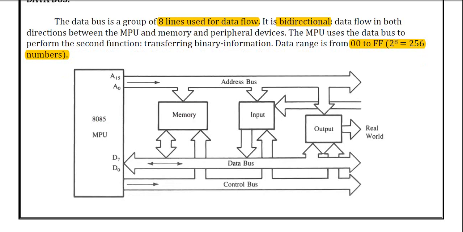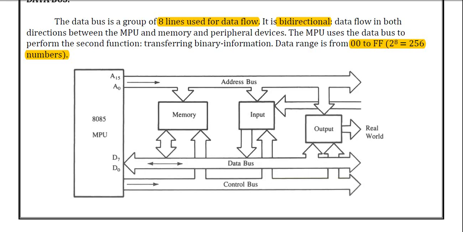Here is the diagram of MPU 8085. Here we can easily see the address bus, which is unidirectional, from A0 to A15, and in the data bus section we have D0 to D7, which have 8 lines and are bidirectional. It has an arrow on this side also and this side also. That's why the data bus is bidirectional. And again, the control bus is unidirectional.